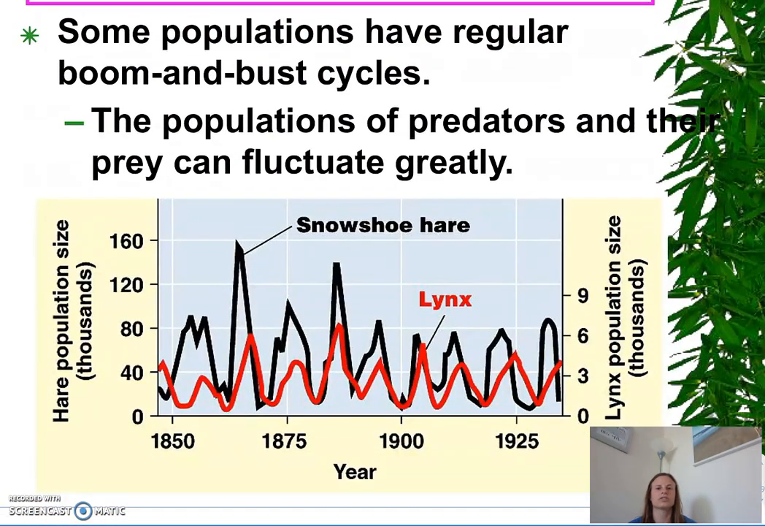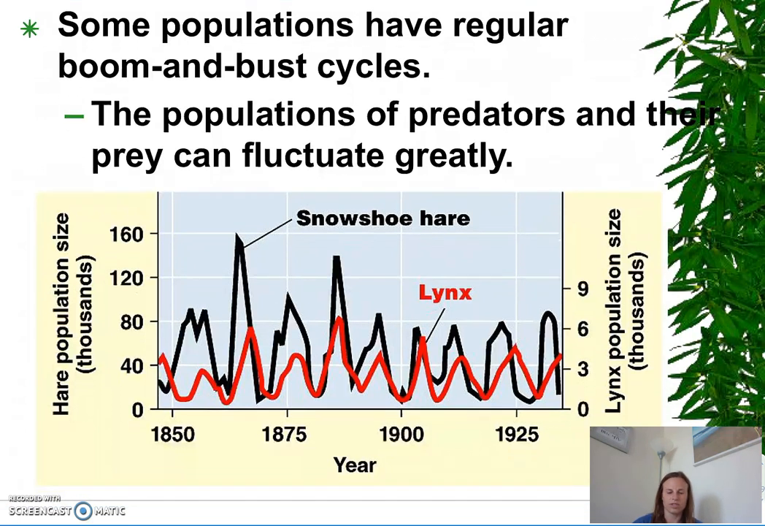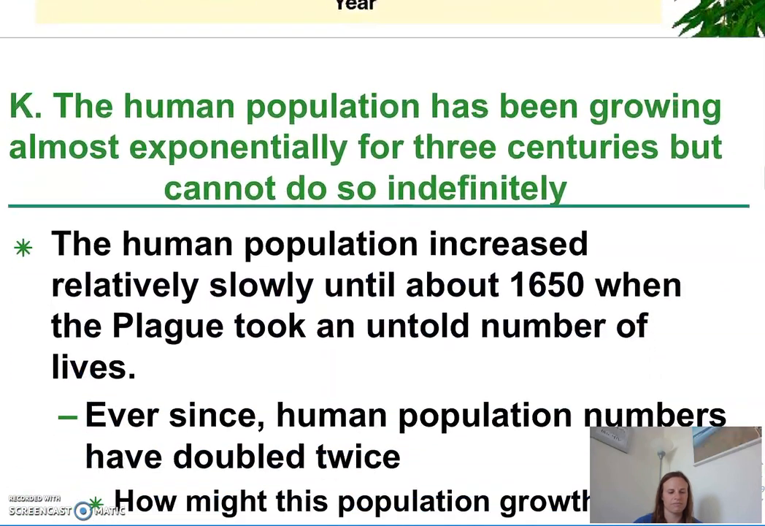Some populations actually have what's called a boom and bust cycle. The classic example of this type of relationship is the predator-prey relationship, where a boom in the population is a rapid increase, whereas a bust in the population is a rapid decrease. And often predator-prey populations cycle between these booms and busts.